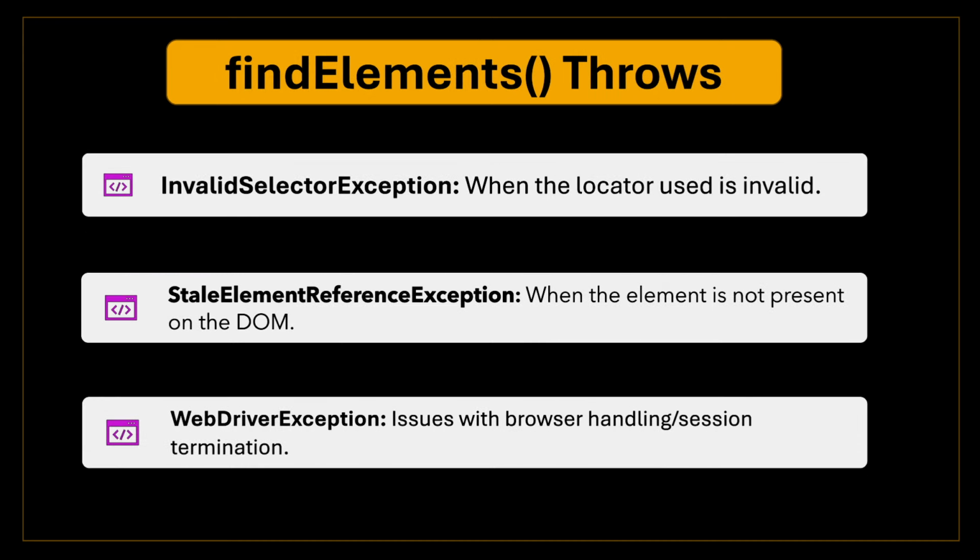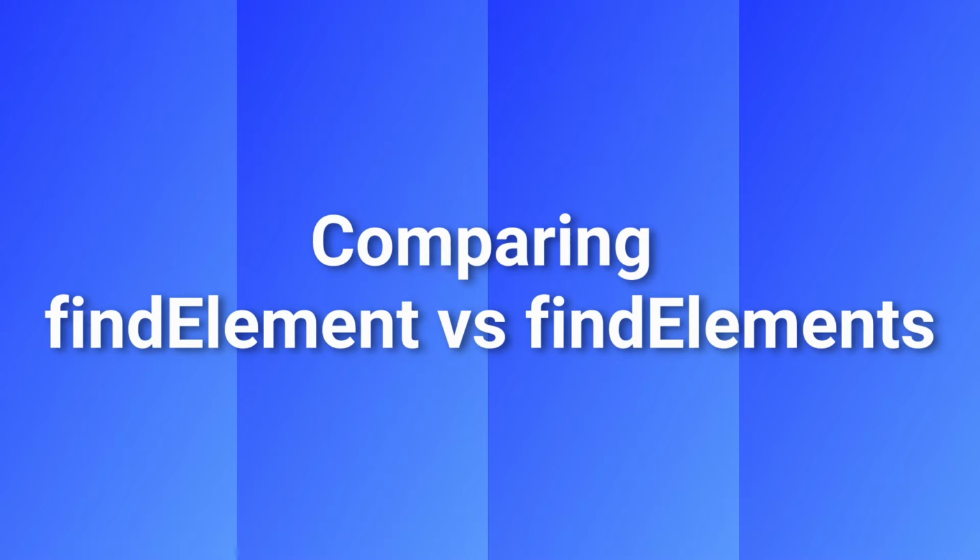On the other hand, the findElements method shares similar exception behavior. The key difference here is that it does not throw an exception when no elements are found. Instead, it returns an empty list, which makes it ideal for scenarios where presence of elements is uncertain. However, other exceptions can still occur due to factors like invalid locator, DOM updates, or interaction attempts.